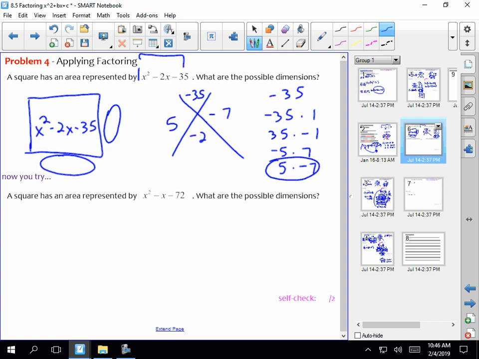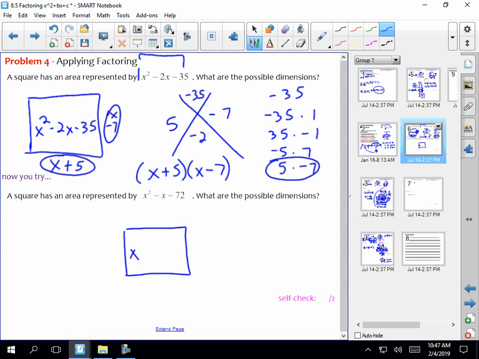And so what we're saying is that the possible dimensions would be x plus 5 and x minus 7. Or the factors x plus 5, x minus 7 are the dimensions of that rectangle.